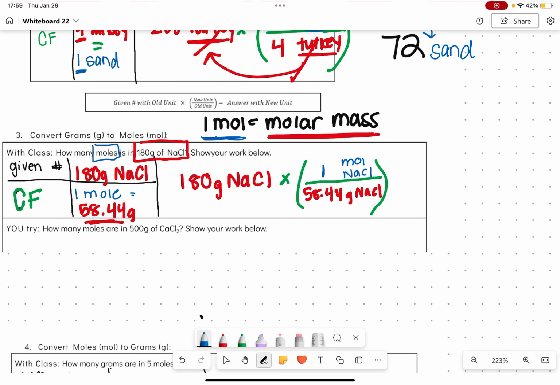Okay. When you go to put this in your calculator, you're going to set it up the exact same way that you see it. So 180 times parenthesis 1 divided by 58.44, that's going to give me about 3.08. And my unit is going to be moles. So if you set this up correctly and the color that you start with is the color that's on the bottom, they would cancel out. And then you're left with moles.